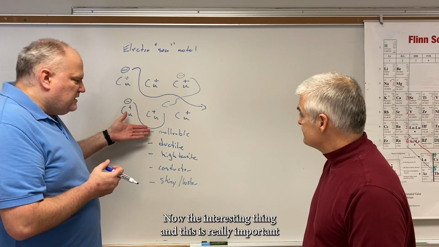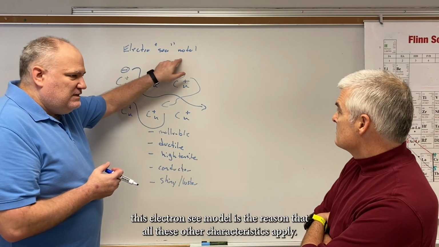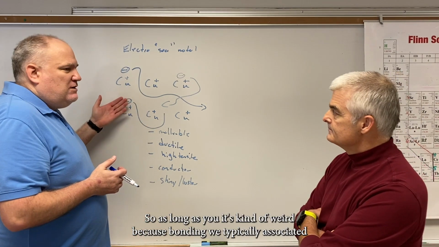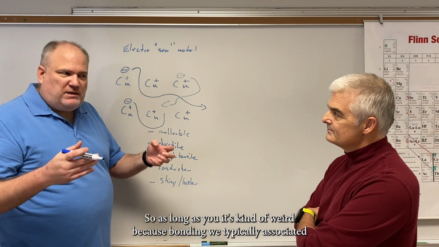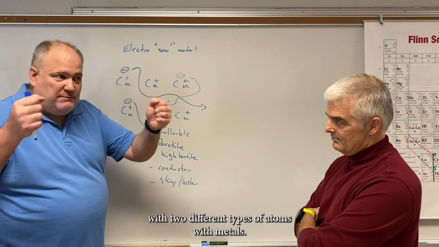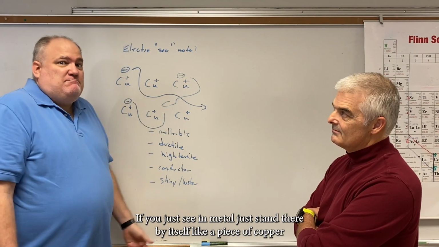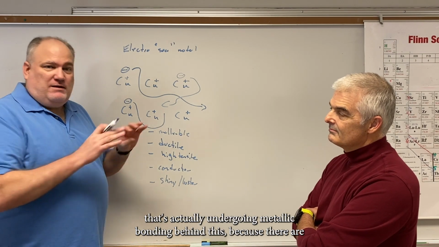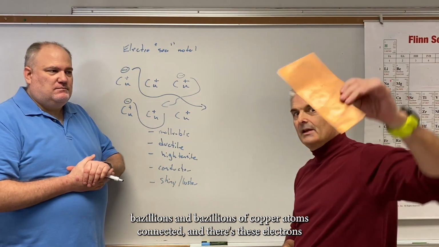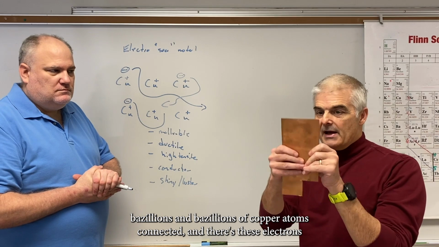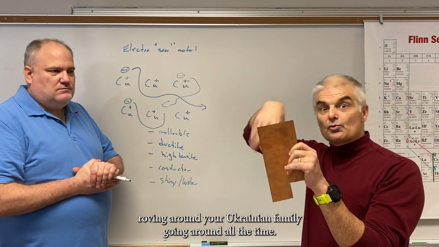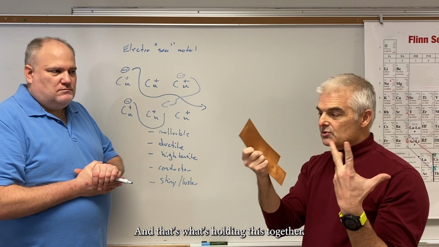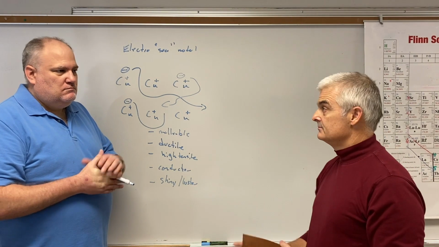The interesting thing, and this is really important, is that this electron sea model is the reason all of these other characteristics apply. It's kind of weird because we typically associate bonding with two different types of atoms. With metals, if you just see a piece of copper standing there by itself, it's actually undergoing metallic bonding behind the scenes, because there are bazillions of copper atoms connected, and these electrons are roving around, your Ukrainian family deal, going around all the time, and that's what's holding this together.